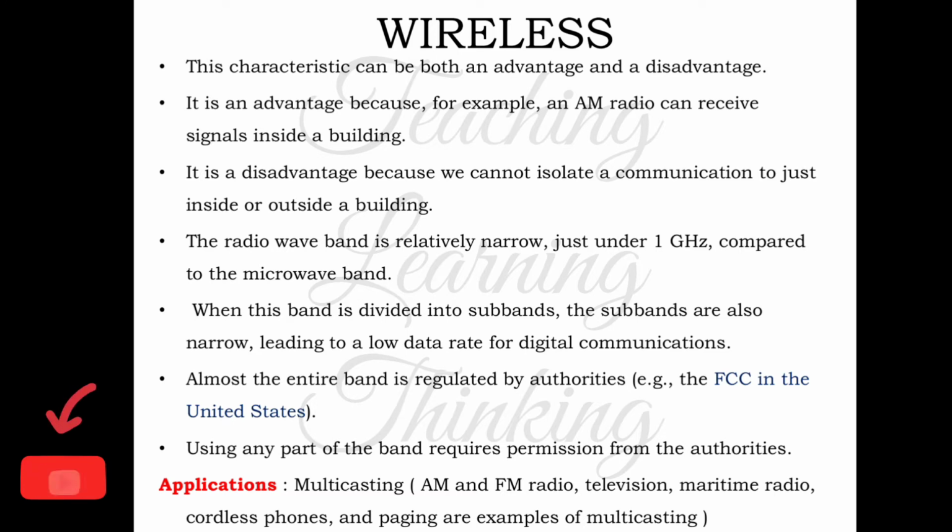The radio wave band is relatively narrow, just under 1 GHz compared to the microwave band, and when this band is divided into subbands, the subbands are also narrow, leading to a low data rate for digital communication. Almost the entire band is regulated by authorities, such as the FCC in the United States. Using any part of the band requires permission of the authorities, so it is not free to use. The application is multicasting: AM and FM radio, television, maritime radio, cordless phones and paging are examples of multicasting.